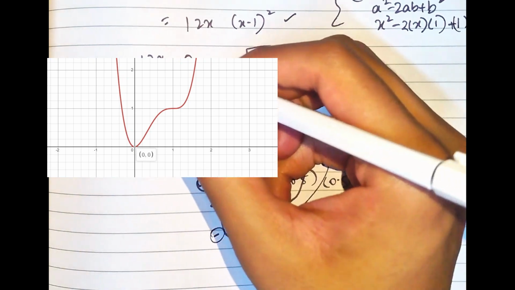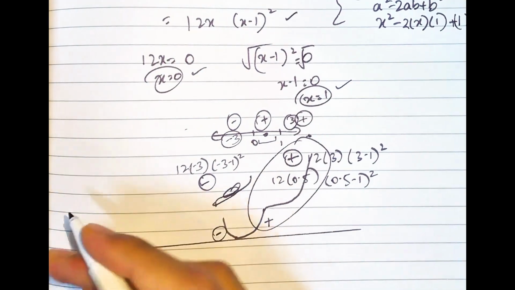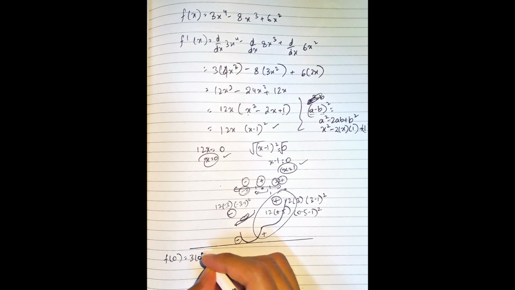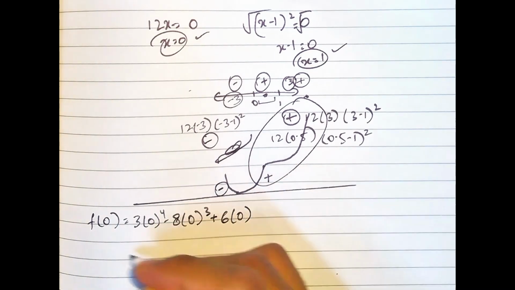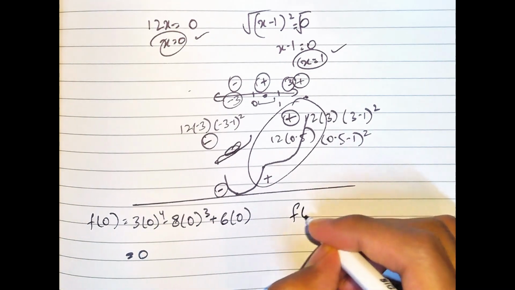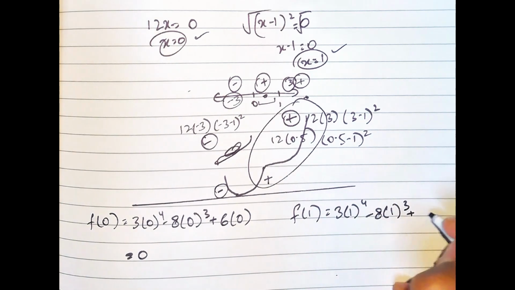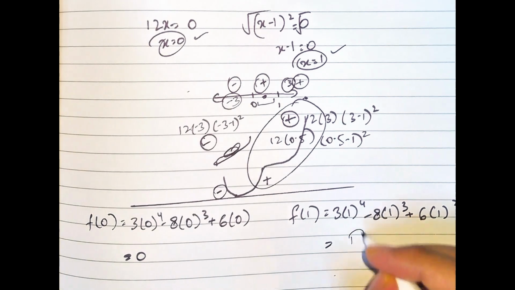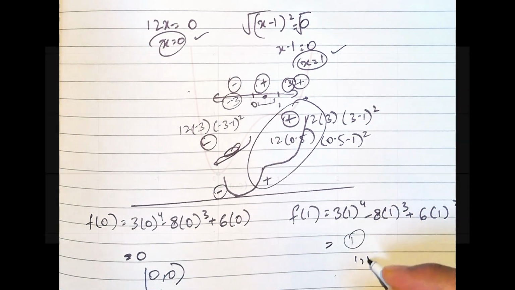So now let's put these critical values into the original function and find both of the coordinates. So we have f at 0, which is 3 times 0 to the 4th minus 8 times 0 cubed plus 6 times 0 squared, so this will be 0. And what about 1? We will have 3 times 1 to the 4th minus 8 times 1 cubed plus 6 times 1 squared, so this will be 3 minus 8 plus 6, which is positive 1. So at 0 we have the point (0, 0), and at 1 we have the point (1, 1).